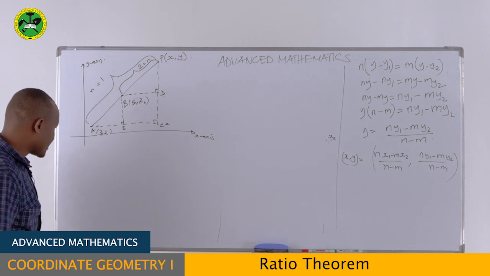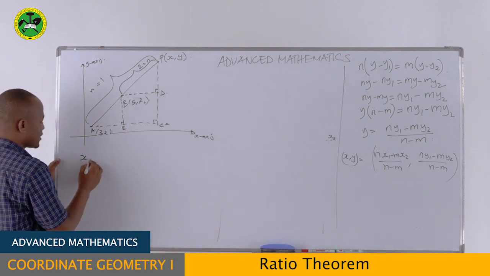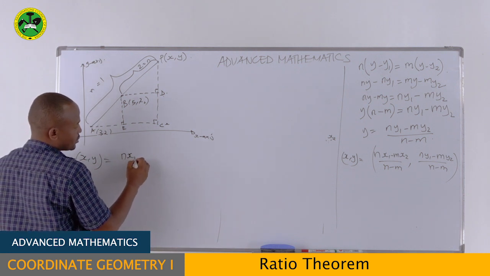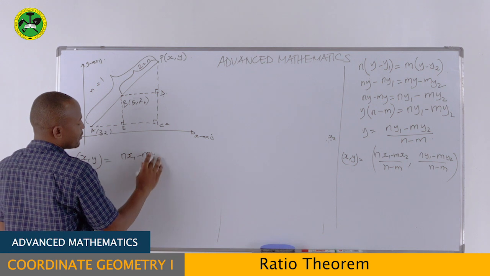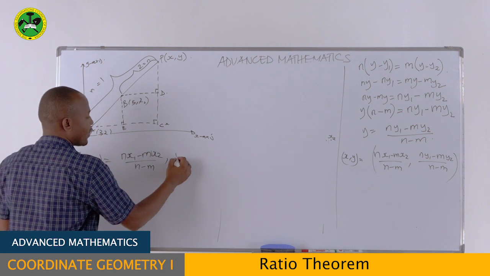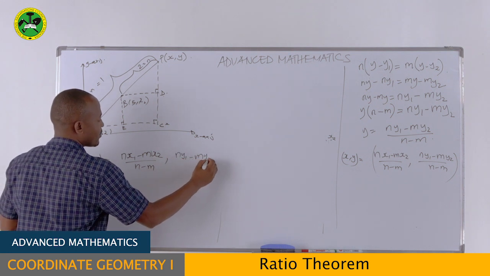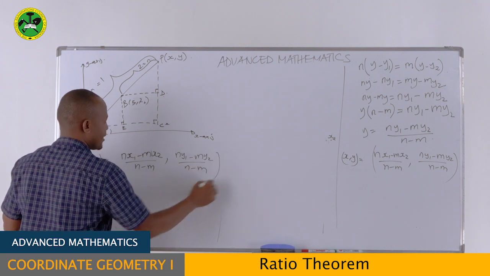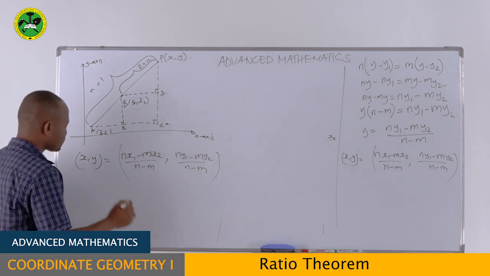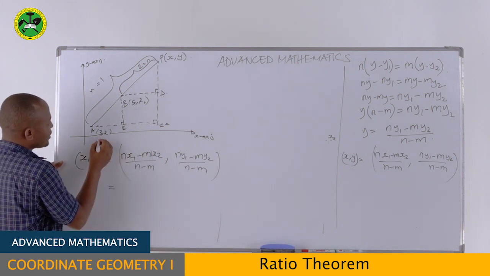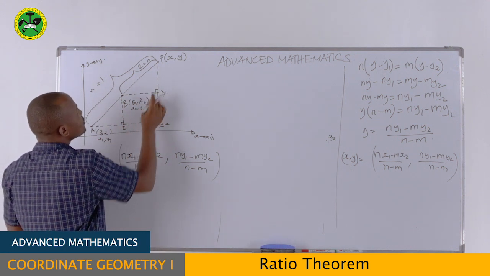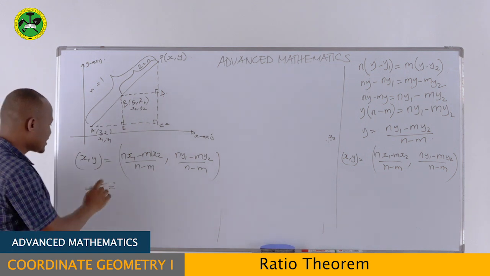So how are we going to do it? The formula, we know the formula is X, Y equals to NX1 minus MX2 over N minus M, NY1 minus MY2 over N minus M. So this is the formula to find the points when the line segment is divided externally. Now let's check it out. If we call this point X1, Y1, and this point X2, Y2, that means we are looking for the point P. Now let's go and check it.